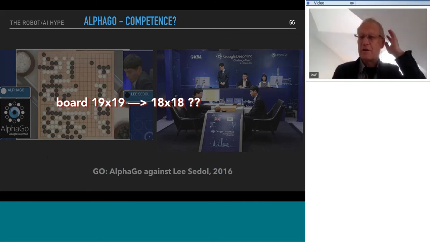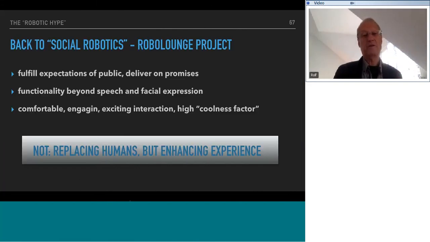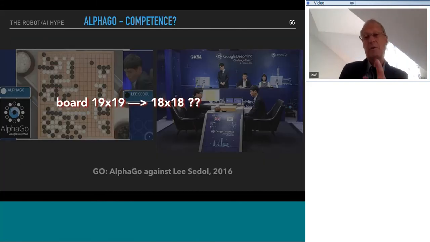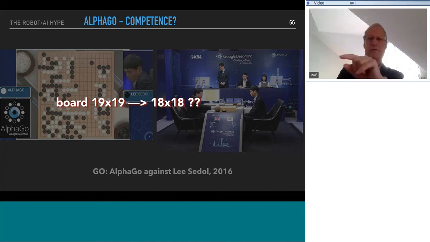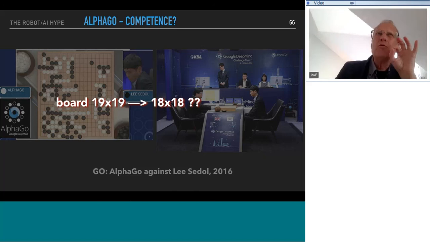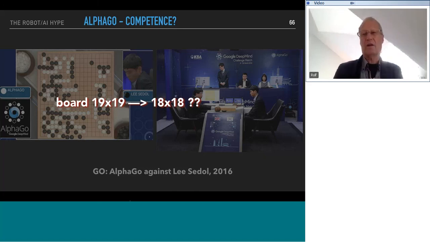AlphaGo or AlphaGo Zero, whatever, cannot make a single move anymore because it doesn't have any understanding of what it's doing. So I think we really have to be aware of this. And sometimes people say, well, AlphaGo plays a bit like a human. Now here, and Fabio mentioned the frame of reference problem, the fact that the moves that it makes are very human-like does not imply that the underlying mechanisms are also human-like.